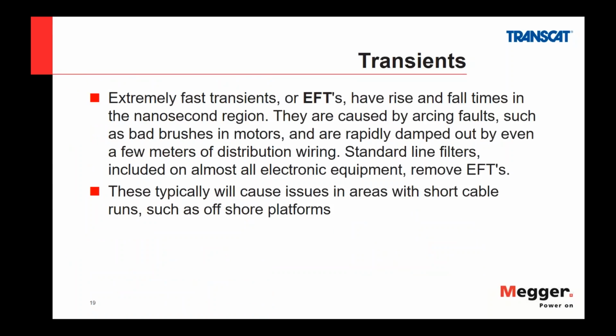EFTs, or extremely fast transients, have rise and fall times in the nanosecond region, typically caused by arcing faults like bad brushes in a motor, and they are rapidly damped out even with a few meters of distribution wiring. Most equipment these days is made with standard line filters, which are made to remove these EFTs. These problems will typically be in areas with short cable runs, such as offshore oil platforms, mines, and solar.